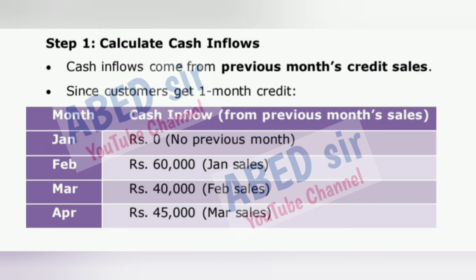Step 1. Calculate cash inflows. Cash inflows come from previous month's credit sales, since customers get 1 month credit. Month, cash inflow from previous month's sales. Jan 0 rupees, no previous month. Feb 60,000 rupees, Jan sales. Mar 40,000 rupees, Feb sales. April 45,000 rupees, Mar sales.